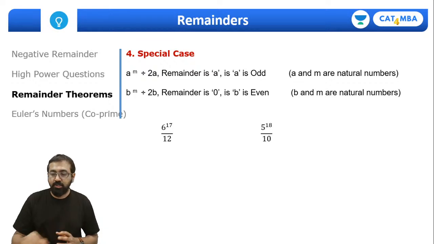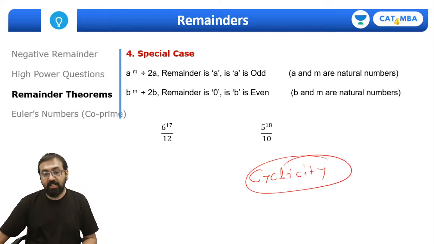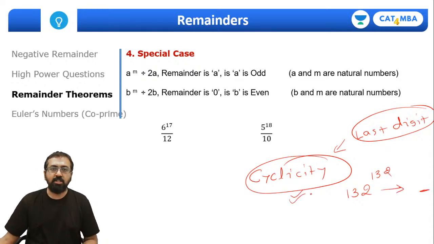Tomorrow we are also going to discuss one important concept called cyclicity. That means it is used to find out the last digit of numbers. For example, if I ask you what is the last digit of 132 raised to 132, find out the last digit. So we use this cyclicity. Very simple concept. I'll explain that for you, and it will take just 10 to 15 minutes for us to understand cyclicity.